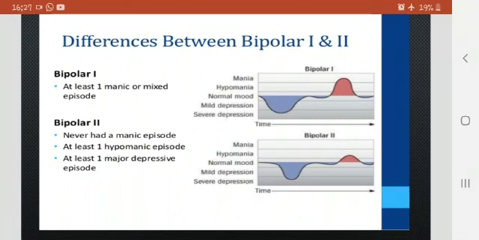Bipolar 1 disorder has at least one manic or mixed episode. You can see here there is mania. The hypomania is not there, while depression is happening in bipolar 1 as well as bipolar 2. Bipolar 2 never had a manic episode, but bipolar 2 disorder has hypomanic episodes, at least one hypomanic episode and at least one major depressive episode. So these are the differences between bipolar 1 and bipolar 2 disorders.